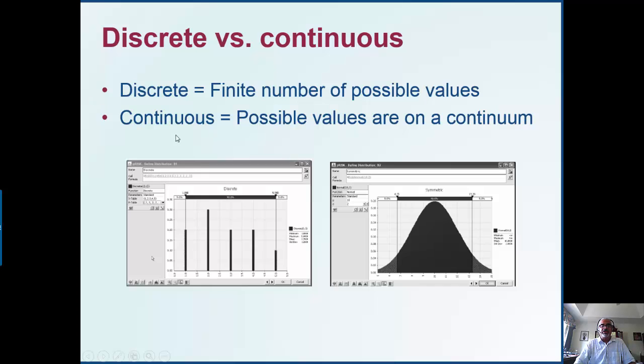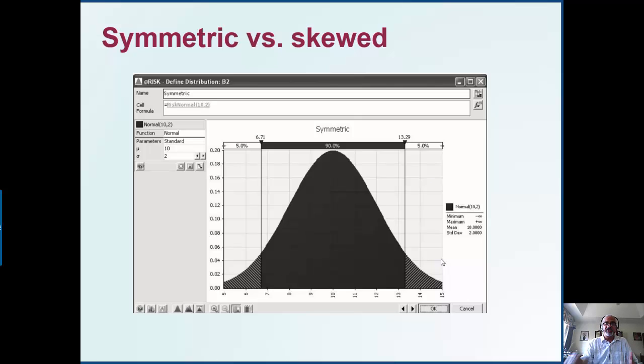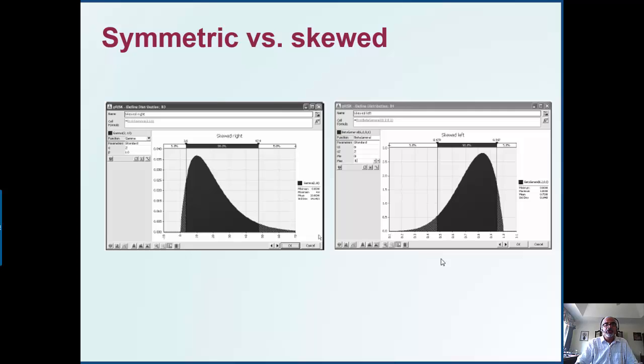Then what we have is a continuous distribution. So when you look at this shape, you can see that this looks like a normal distribution, and normal distribution is a continuous distribution. So that is discrete versus continuous. Now symmetric versus skewed. So this here is a normal distribution. It is symmetric because around the center the left side and the right side are mirror images, and so it is a symmetric distribution as opposed to a skewed distribution.